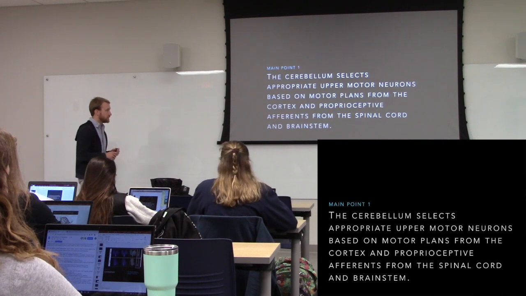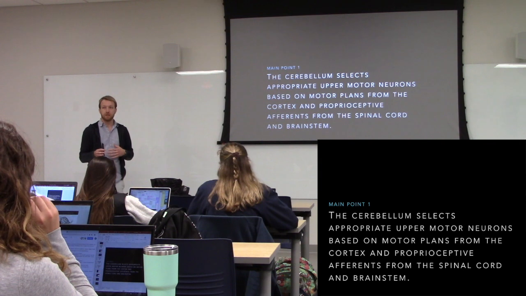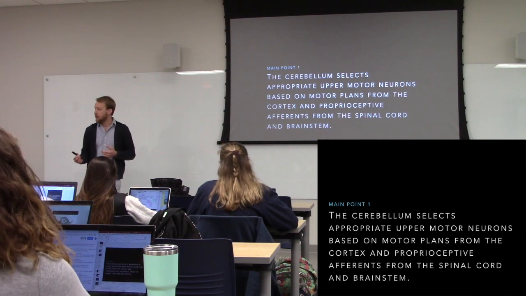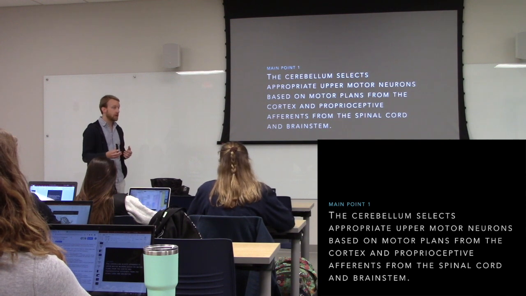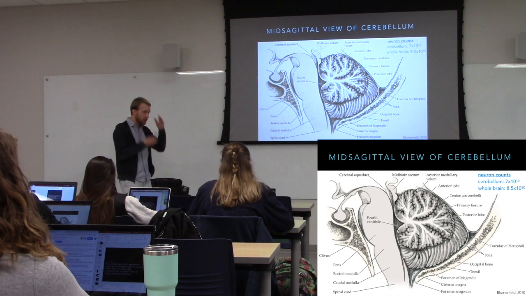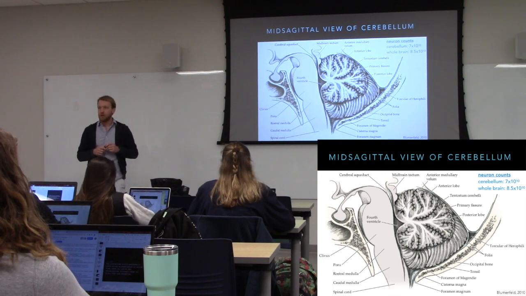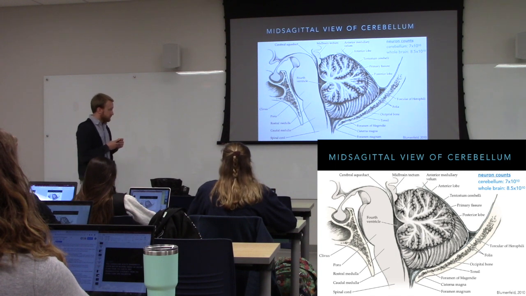So we have really three different areas of the cerebellum that are going to get different types of input and have different types of output to affect the motor cortex as well as the brainstem, and ultimately then control the output of the spinal cord so that we have coordinated movements. That's the whole purpose of the cerebellum. So here is a mid-sagittal view, just so we get some idea of what our cerebellum looks like.